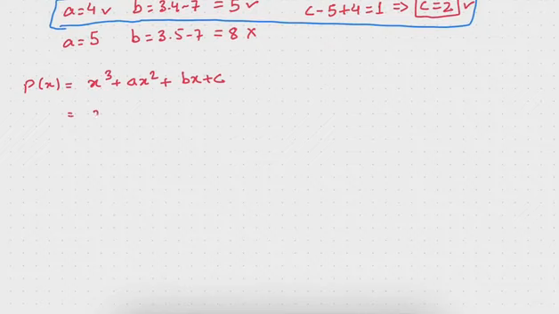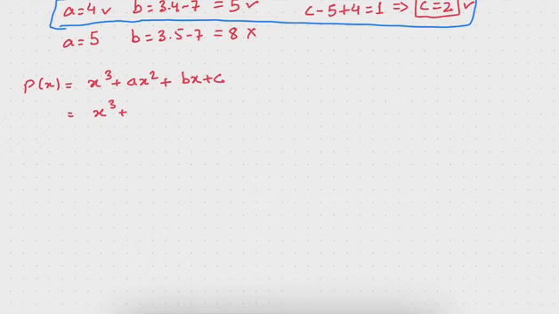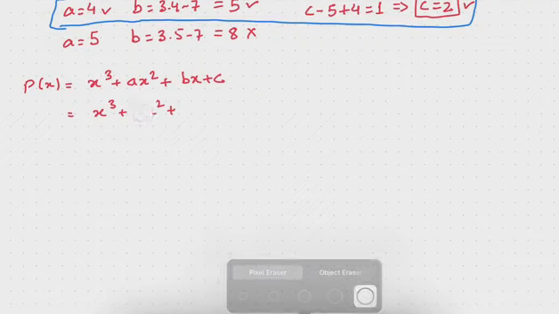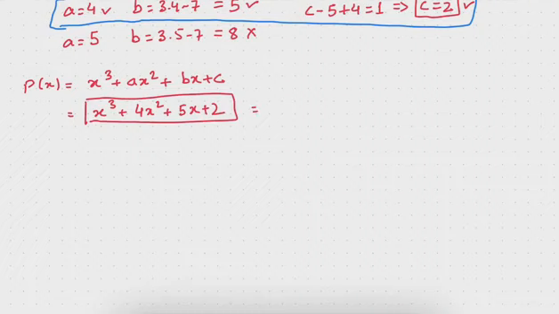Since we already know a, b and c, this will be x cube plus 4x square plus 5x plus 2. So this is our cubic expression. We already know it has one factor as this, so we have to identify the other factor.